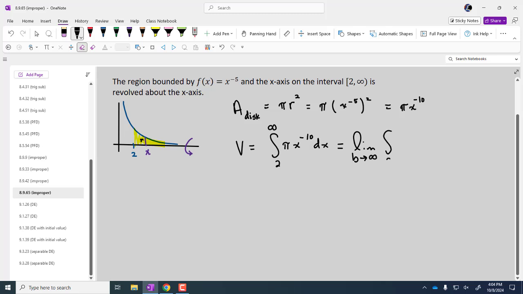Should we take out a constant now too? You can pull out the constant if you want, absolutely. Yep, you can pull that out. Whoops, I put an infinity up there, but we're going to go to b. So there we have it. So improper integrals are always evaluated with limits. We can integrate here. We can factor that pi all the way to the front if we want. Add 1 to the exponent and get negative 9 divided by negative 9, from 2 to b.